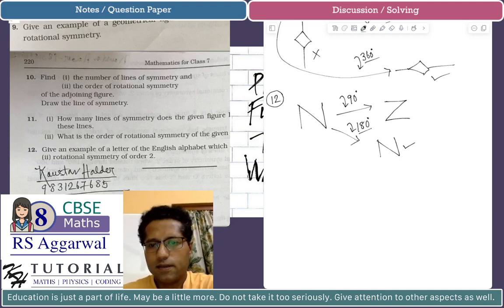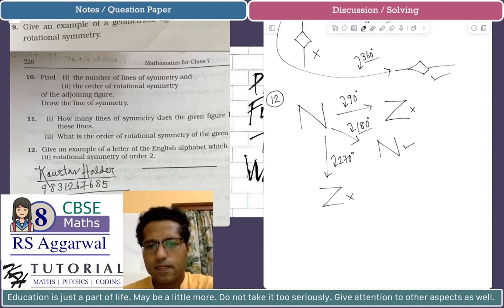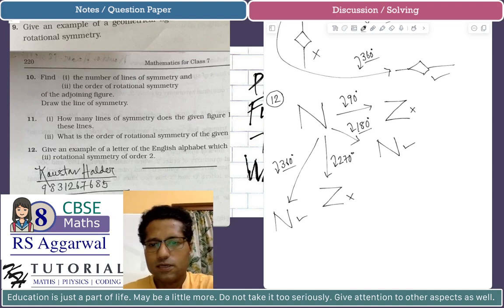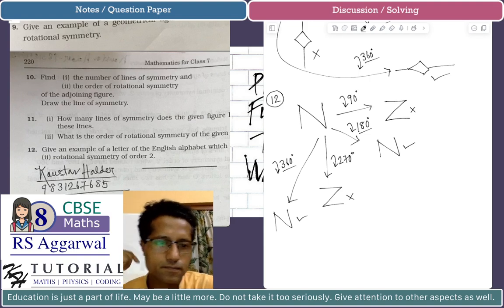So 180 degree is an angle of rotational symmetry. Now again, if I rotate the letter N clockwise by 270 degree, it will look like this. And this is not looking identical. And again, if I rotate the letter N clockwise by 360 degree, I am again getting this. This is looking identical. So 360 degree and 180 degree are the two angles of rotational symmetry for the letter N.